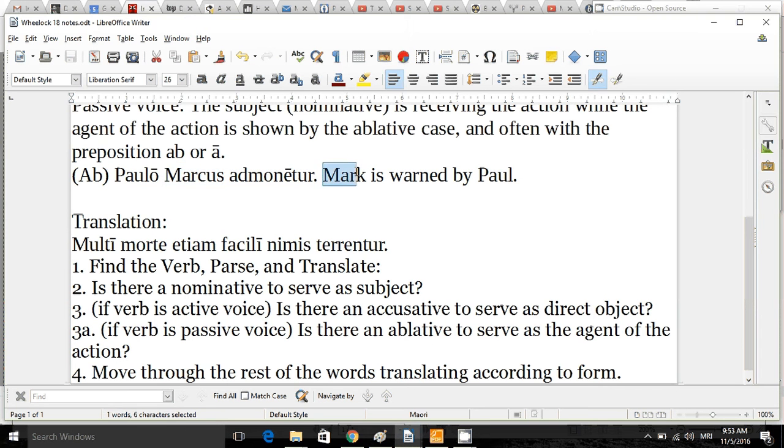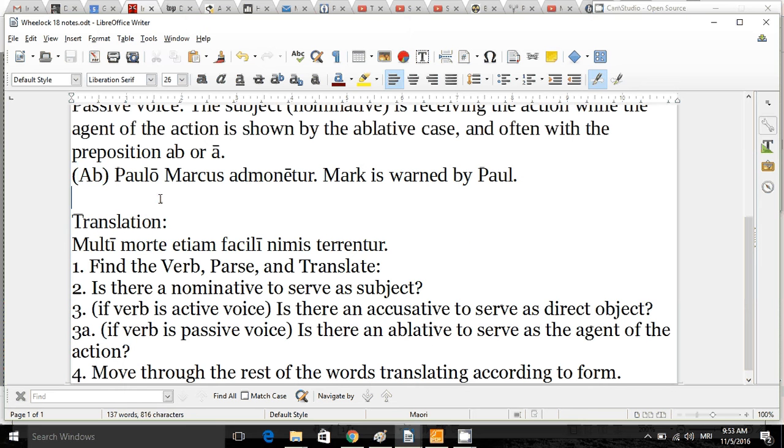Mark, admonetur, passive, is warned. Mark is warned by Paul. And you could either say Paulo, just with the ablative, or you could put the preposition ab in front of it, ab Paulo, by Paul. Mark is warned by Paul.